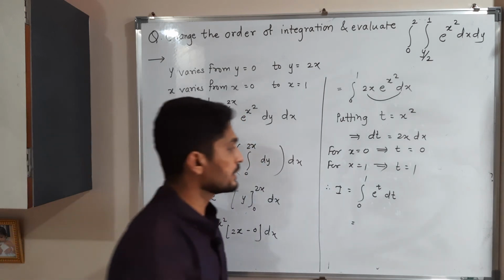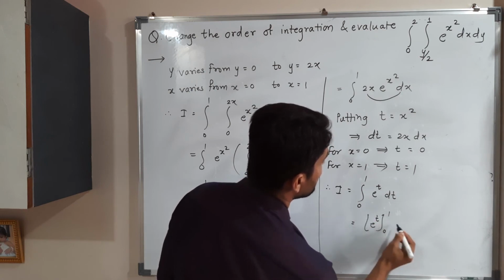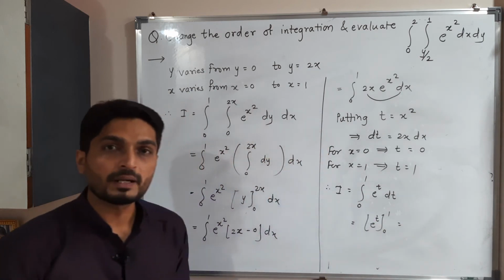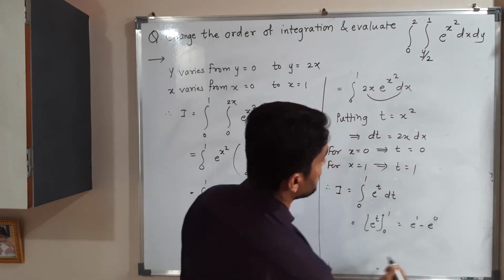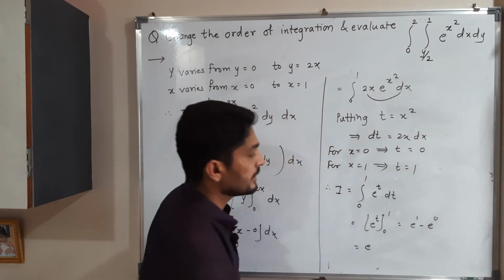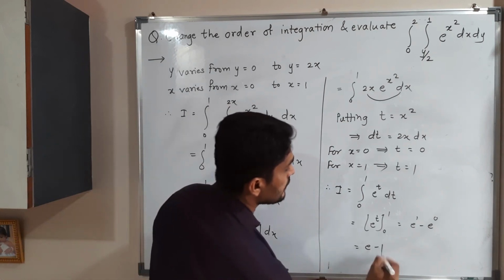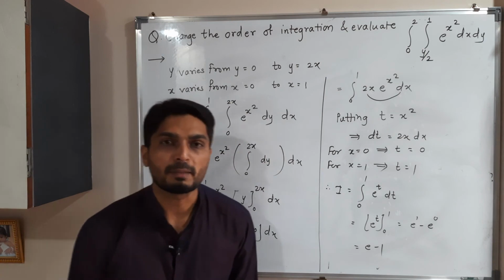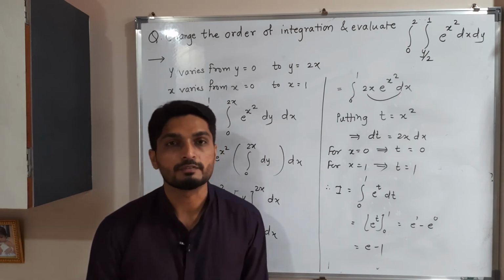What is the integration of e raised to t? It is simply e raised to t, from 0 to 1. After that we put the upper limit, so we have e raised to 1 minus the lower limit e raised to 0. e raised to 1 is e, and anything raised to 0 is always 1. So the answer is e minus 1. The problem is over here. You can take a screenshot of it, and after that we will stop. Thank you. Bye.